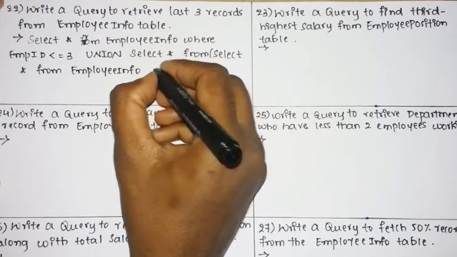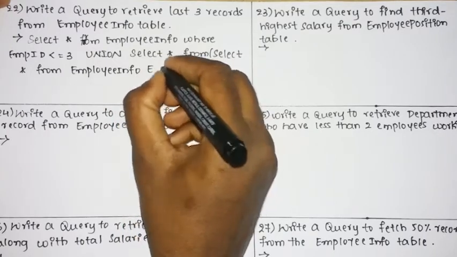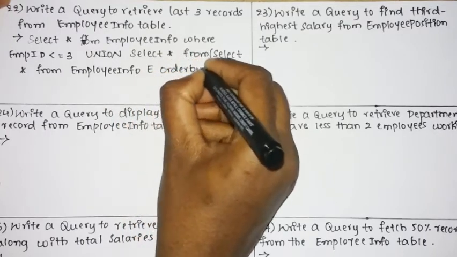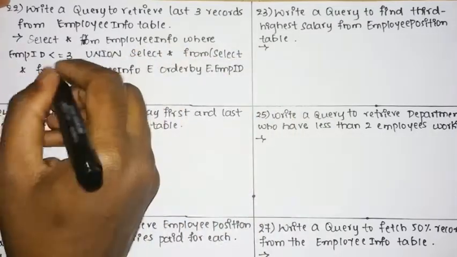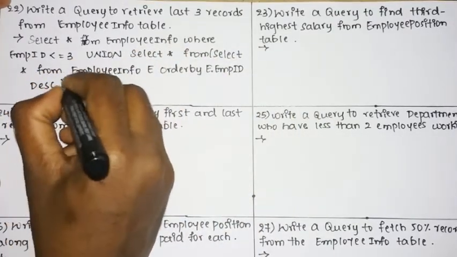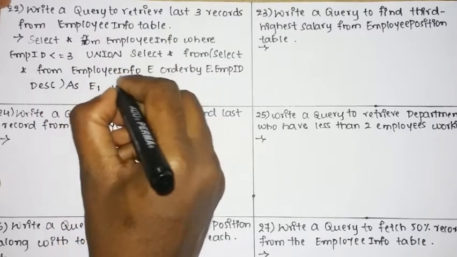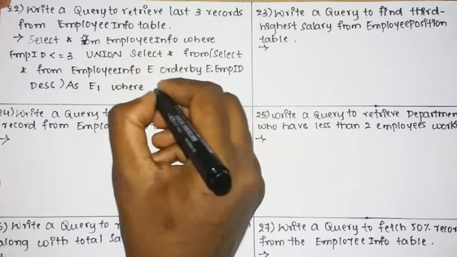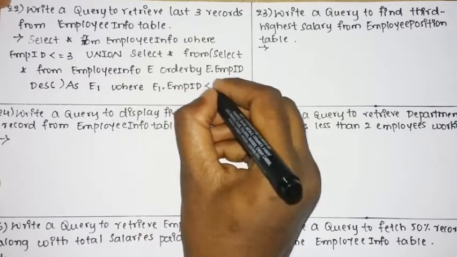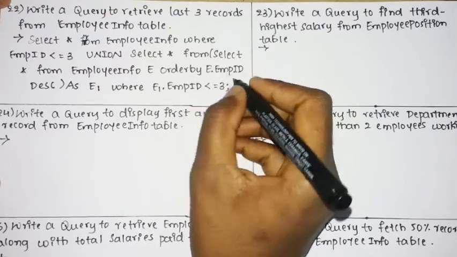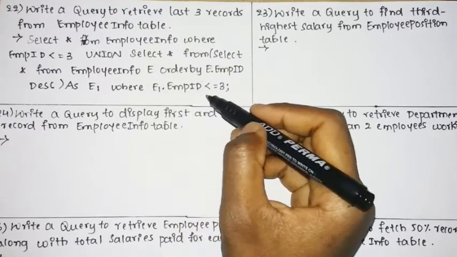Then we shall consider the employee info as E. After that, order by E dot employee ID in descending. We shall consider the entire select statement as E1. Then you need to mention a condition where E1 dot employee ID should be less than or equal to 3. Less than or equal to 3 means you are going to display only the top 3 records from the table. So therefore you are going to specify like this.